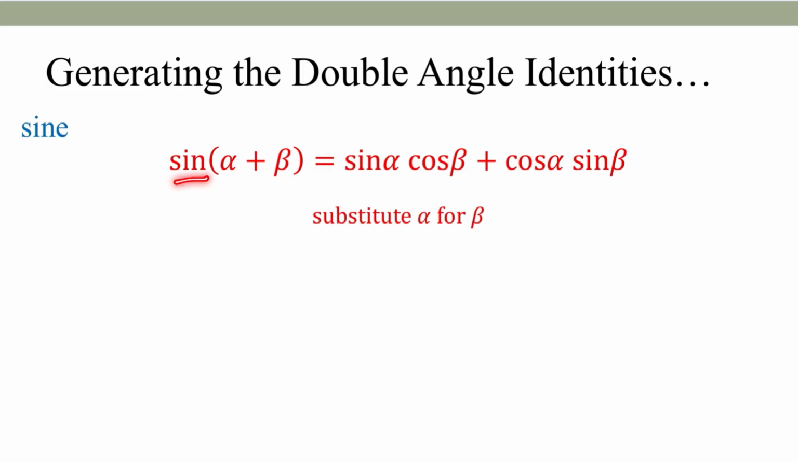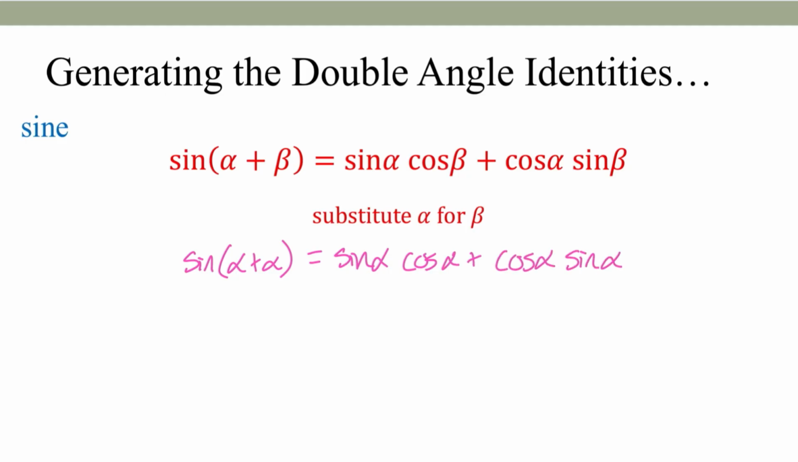So remember, the sine sum identity says sine of alpha plus beta is sine alpha cosine beta plus cosine alpha sine beta. Now what I'm going to do is substitute alpha for beta. So now I'm going to have sine of alpha plus alpha, so that is sine alpha cosine alpha plus cosine alpha sine alpha. Well, sine alpha times cosine alpha is the same thing as cosine alpha sine alpha because of the commutative property, and so we actually have two of them. So sine of 2 alpha is equal to 2 sine alpha cosine alpha.